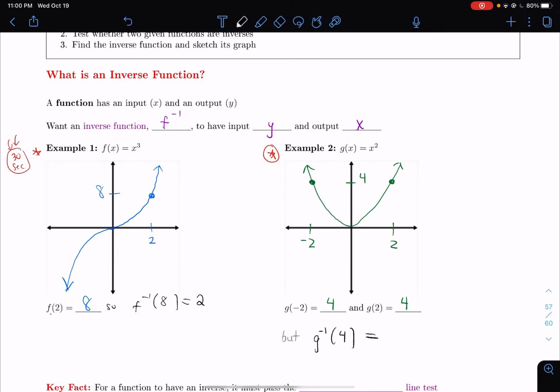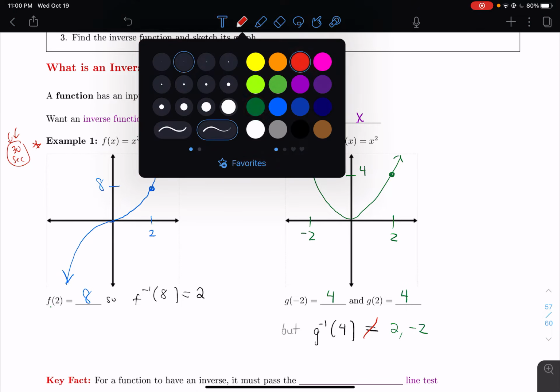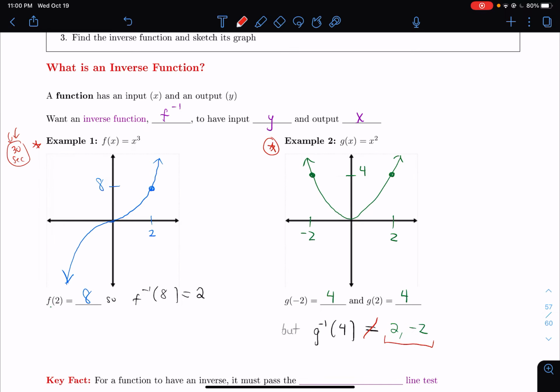Well, I cannot say that this is going to be equal to both of those values. I cannot say that it's both 2 and -2. The reason for that is I want this inverse to be a function, and a function can't have two outputs like this. If I allowed something like this, there would be a problem when I go to define the inverse. I'll end up with an input like 4 having multiple outputs, but that's bad, and it won't be a function.